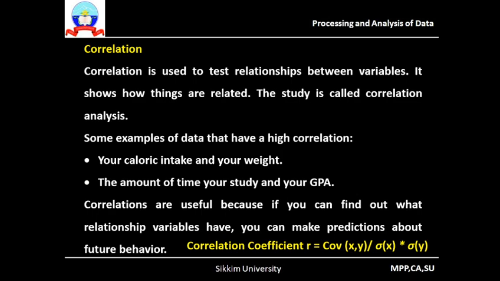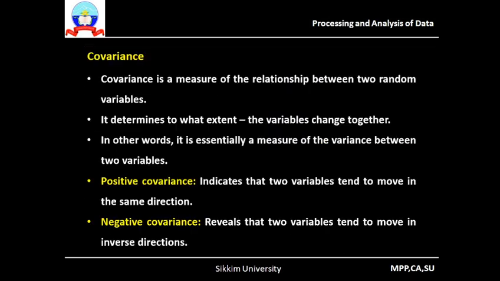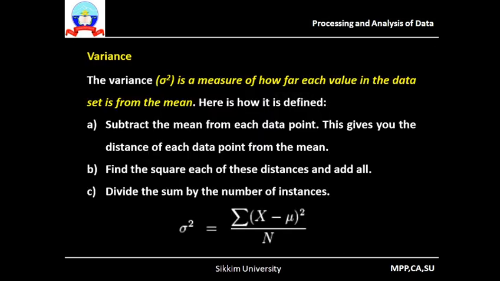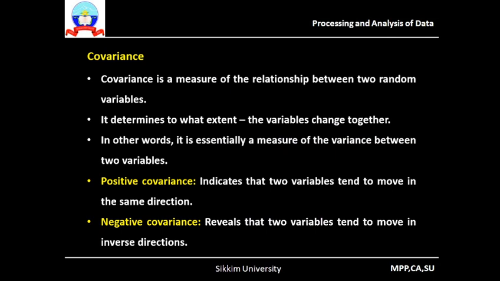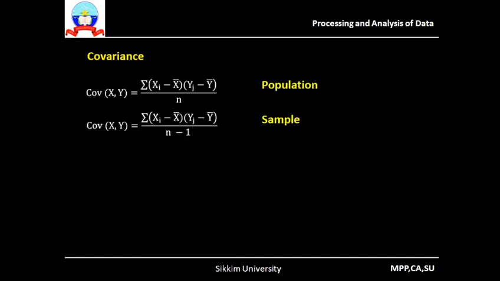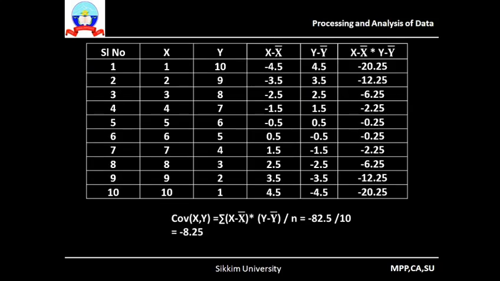So in this class, we have learned about what variance is. We have learned about variance with the help of an example. Then we moved on to covariance, wherein we discussed what positive covariance and negative covariance are. Then we discussed the formulae for covariance for population and sample. Subsequently, we tried to understand covariance with the help of an example.